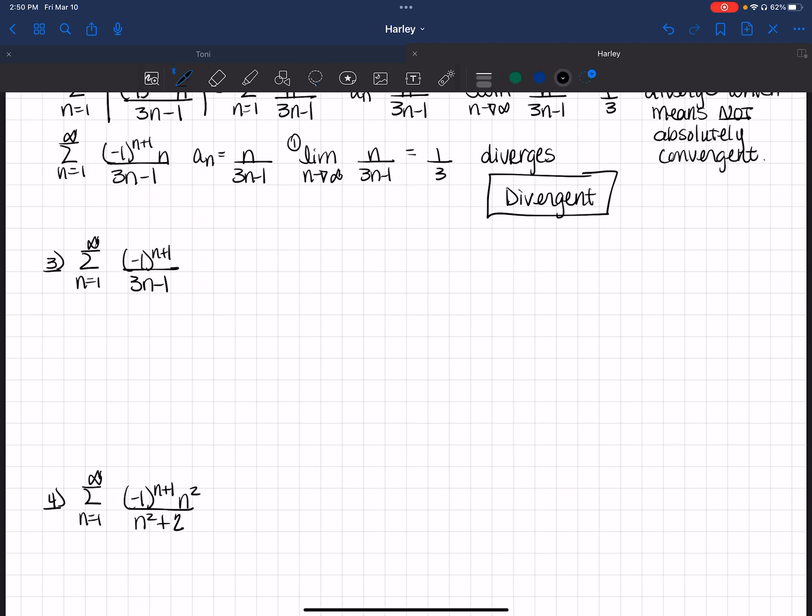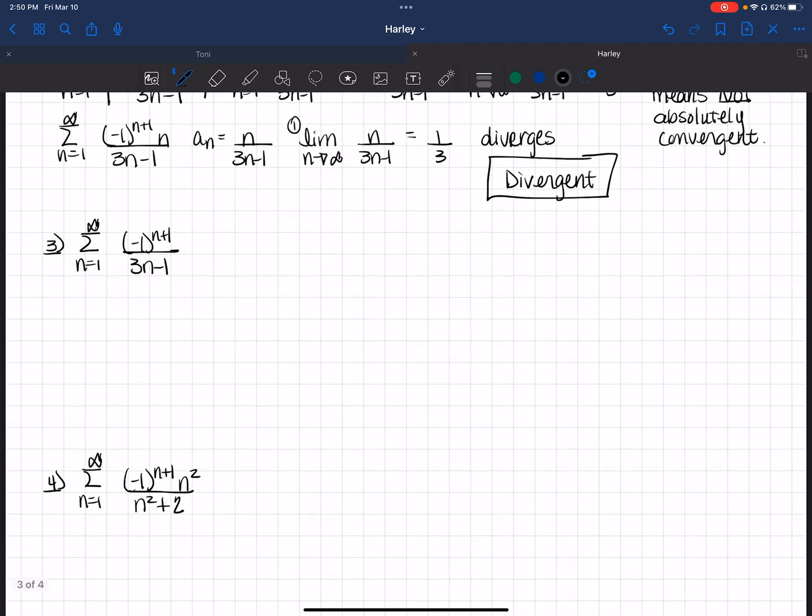So number 3 says, I've got the summation of n equals 1 to infinity of negative 1 to the n plus 1 over 3n minus 1. Okay, so we're still dealing with absolute and conditional convergence along with divergence. So I'm going to start off, same old, same old. I'm going to write out a couple of terms.